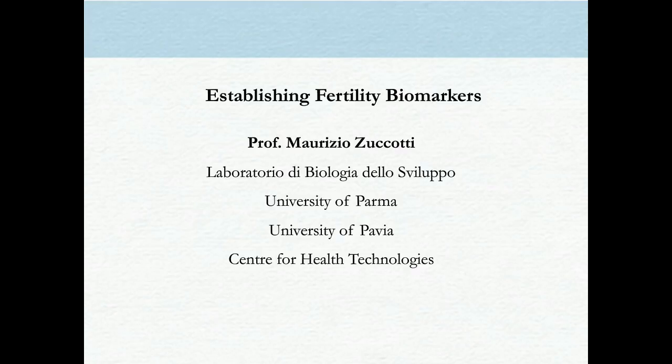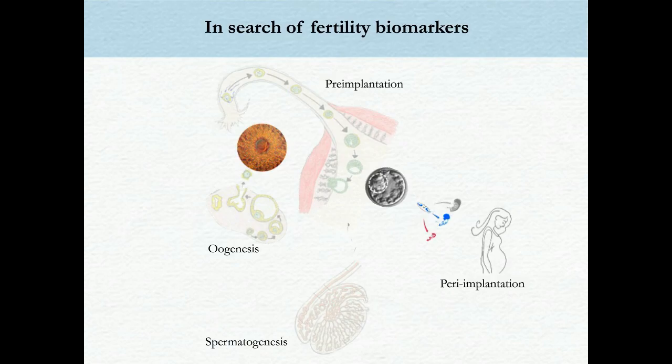Our search for fertility biomarkers spans through spermatogenesis and oogenesis and the early stages of pre-implantation development until the embryo implants on the uterine wall. Today, I will focus my seminar on female infertility, because of the two genders, it is the one most affected by fertility problems.